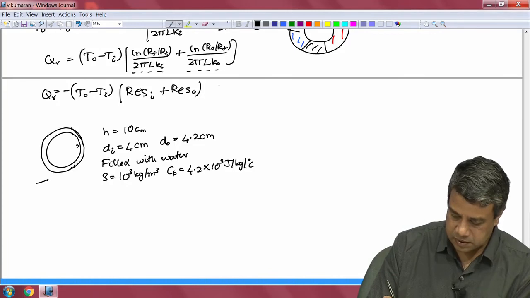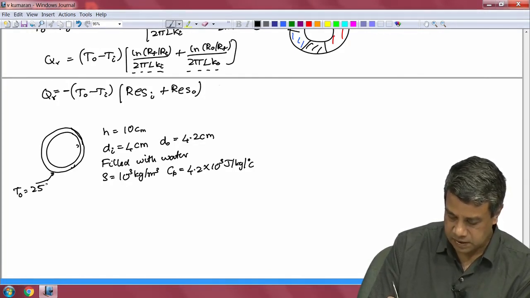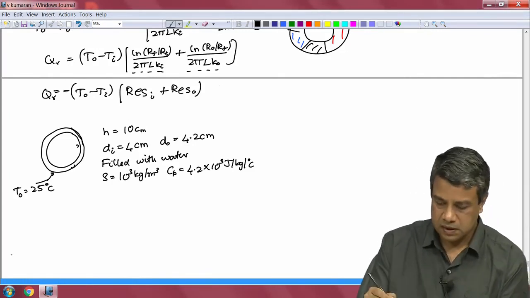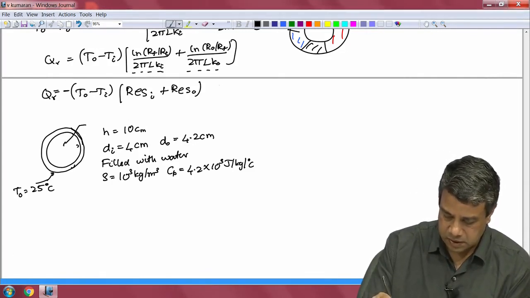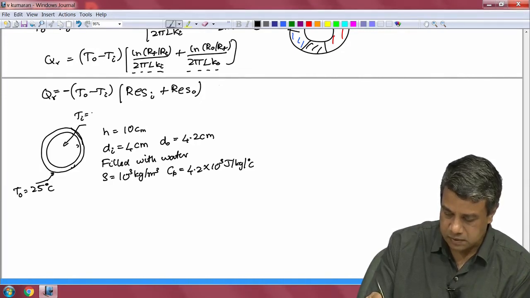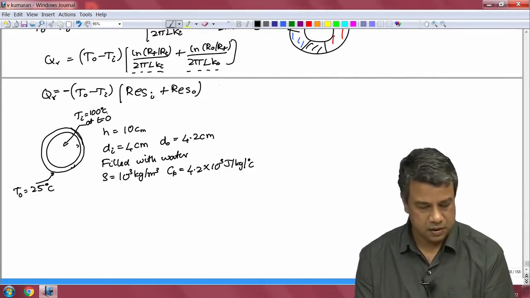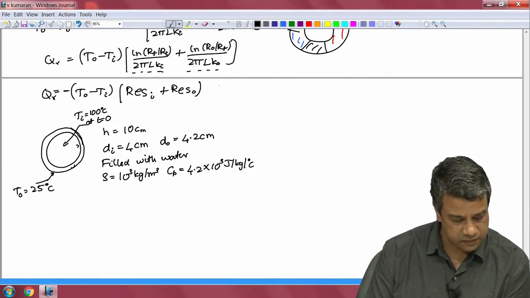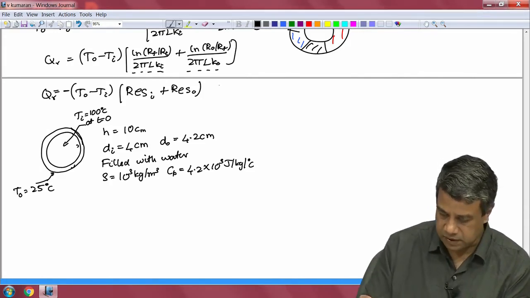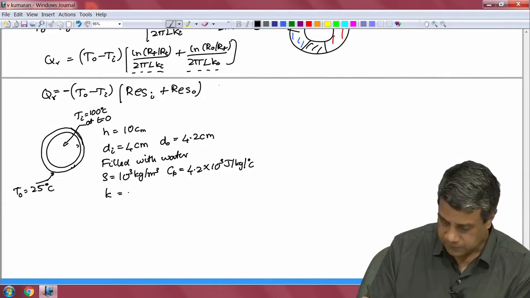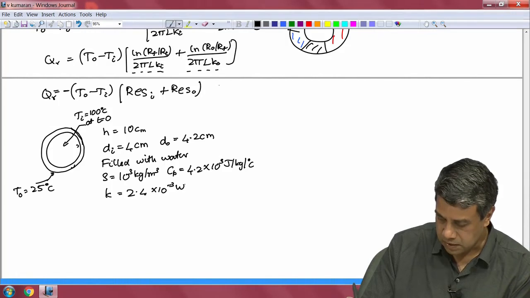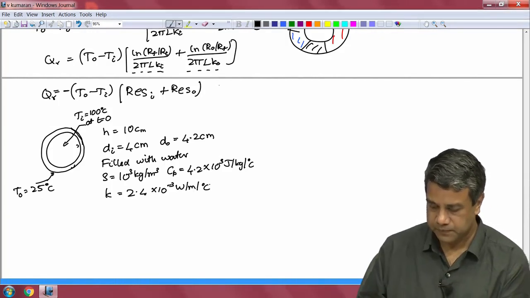The outside temperature T0 is equal to 25 degrees centigrade. The temperature inside initially, Ti, is equal to 100 degrees centigrade at T equals 0, at initial time. And I have a conductivity for the vacuum flask. The conductivity K is equal to 2.4 into 10 power minus 3 watts per meter per degree centigrade.